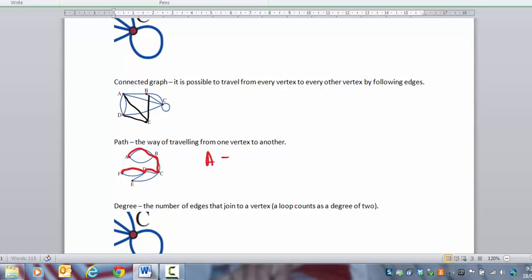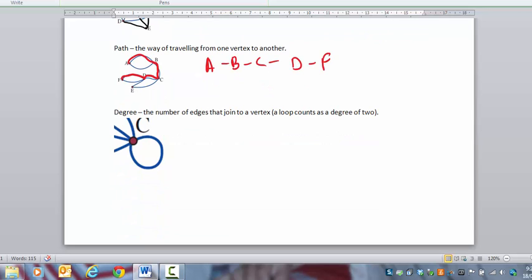So that path will be A to B to C to D to F. Okay, the final thing is the degree, the number of edges that join to a vertex. And it's a little bit confusing when it comes to loops, so I've chosen this example specifically because a loop counts as a degree of 2.